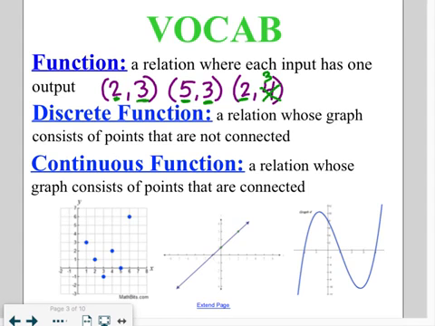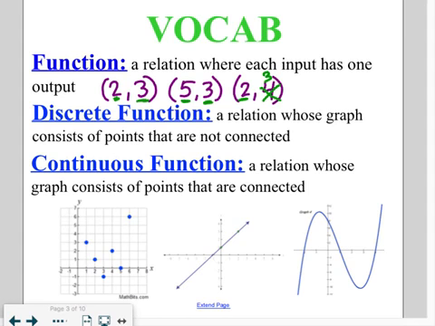There are 2 different types of functions, discrete functions and continuous functions. Discrete functions are ones where the points are not connected on the graph. If you look at the 3 examples at the bottom, the left example is a discrete function because those points are not connected. Continuous functions means that the points on the graph are connected. So the middle one and the one on the right are both examples of continuous functions.